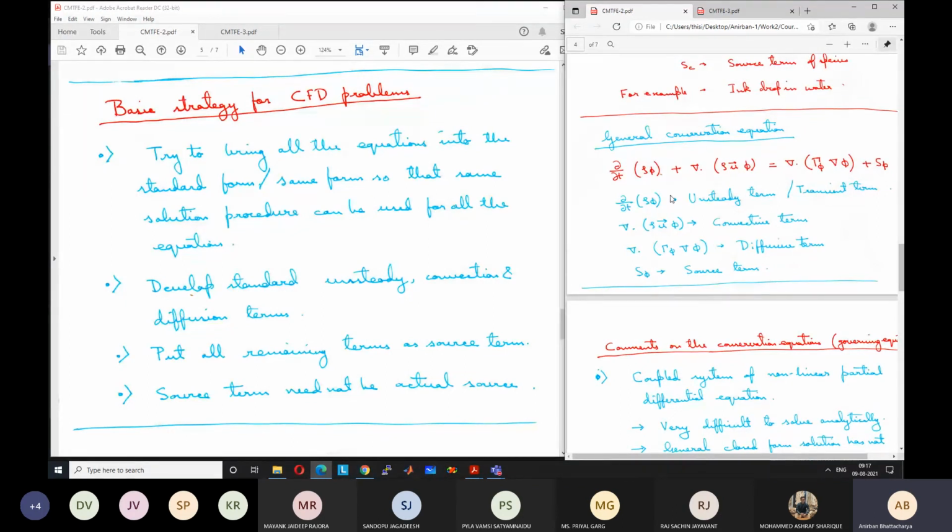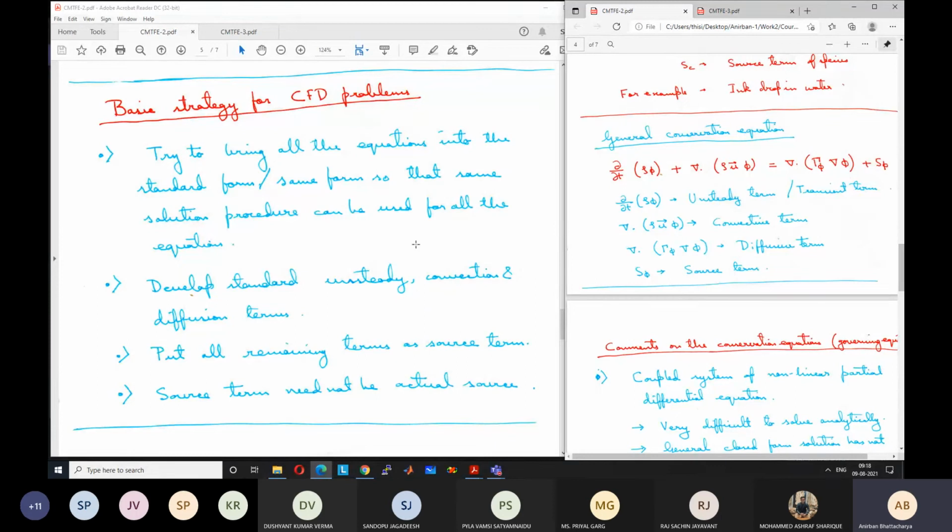Treatment of the source term is not difficult. We will see later. Any term which does not conform to this format of three terms, we can put together in the source term. Put all the remaining terms as source term, which means that the source term need not be the actual source. It need not be the physical source. Even if there is no physical source, like no heat generation or anything, still there may be some terms as the source term because of the way the equation is formulated.